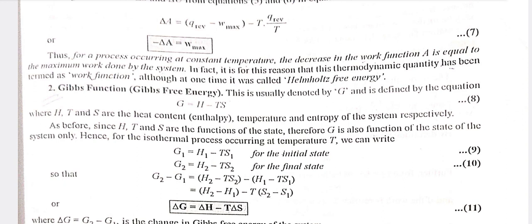Gibbs function gives free energy. This is usually denoted by G and is defined by the equation G = H - TS, where H, T and S are the heat content, temperature and entropy of the system respectively. Since H, T and S are functions of the state, therefore G is also a function of the state of the system only.